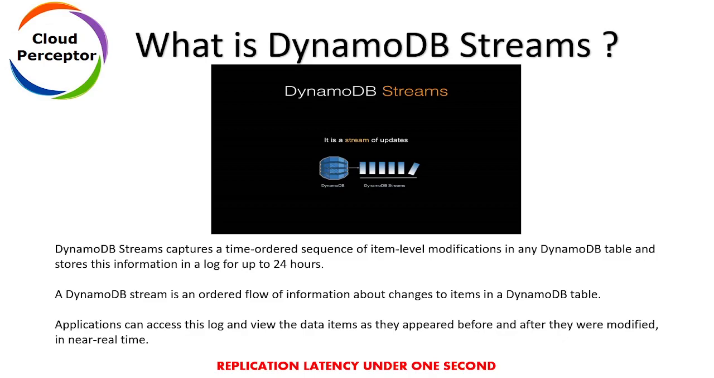DynamoDB Streams captures a time-ordered sequence of item-level modifications in any DynamoDB table, and it stores the information in a log which is available for up to 24 hours. A stream is an ordered flow of information about changes to items in a DynamoDB table. Applications can also access these logs and view the data items as they appeared before and after they were modified, in real time. And the great thing about DynamoDB Streams is that it provides replication latency under 1 second.